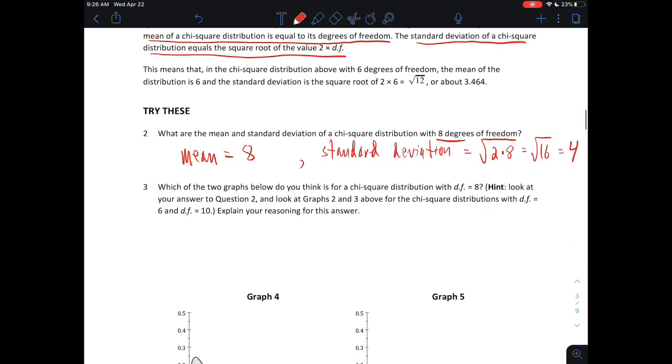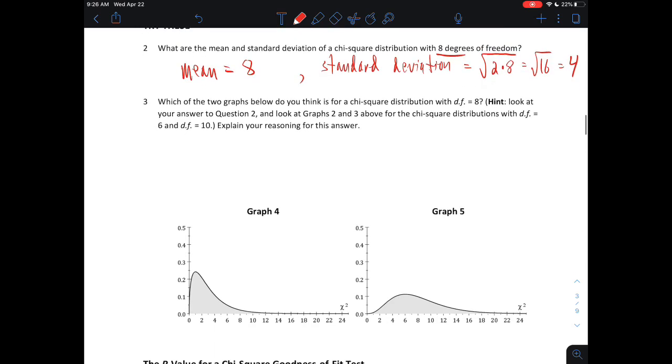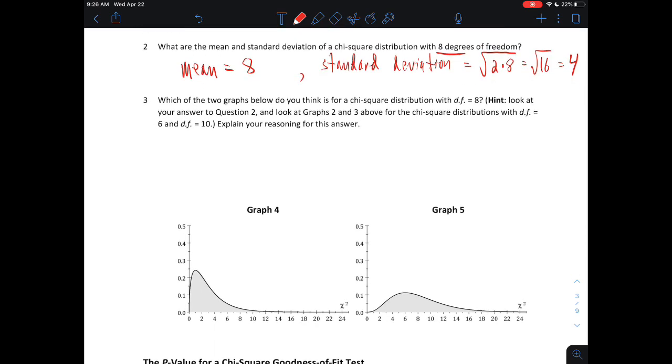Number 3, which of the 2 graphs below do you think is for a chi-square distribution with degrees of freedom equal to 8? Hint, look at your answer to question 2. So where we had the mean of 8 and standard deviation of 4. And look at graphs 2 and 3 above on the previous page for the chi-square distributions with df equal to 6 and df equal to 10. Explain your reasoning for which graph we choose.